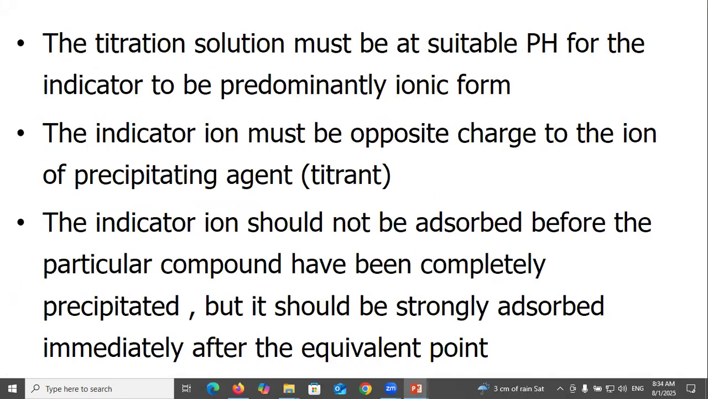The titration must be at a suitable pH for the indicator to be predominantly in ionic form. The indicator ion must be of opposite charge to the ion of the precipitating agent. The indicator ion should not be adsorbed before the compound has been completely precipitated, but it should be strongly adsorbed immediately after the equivalence point.